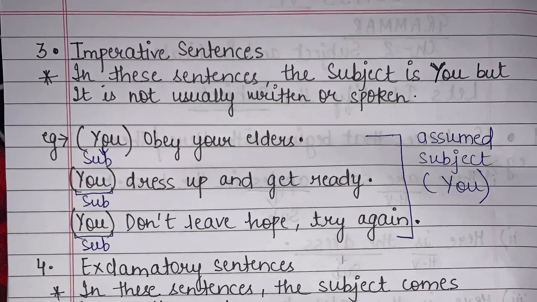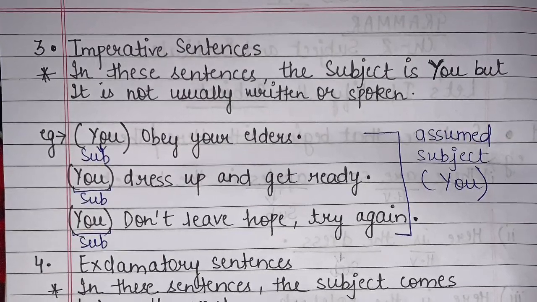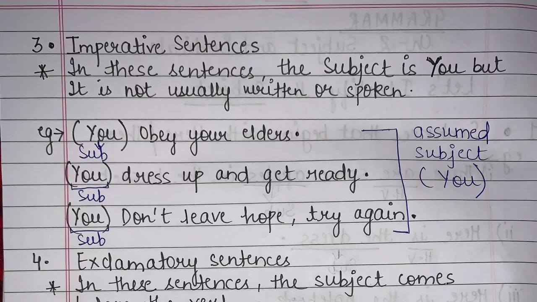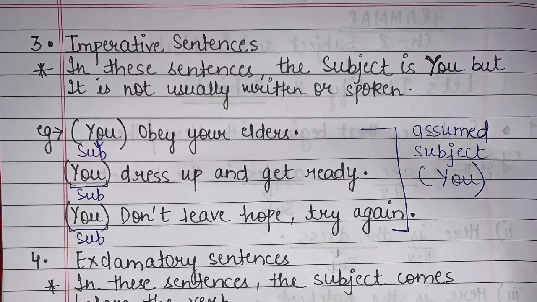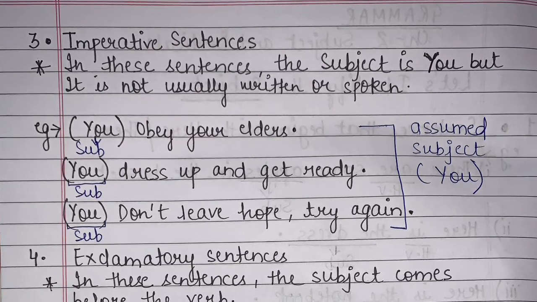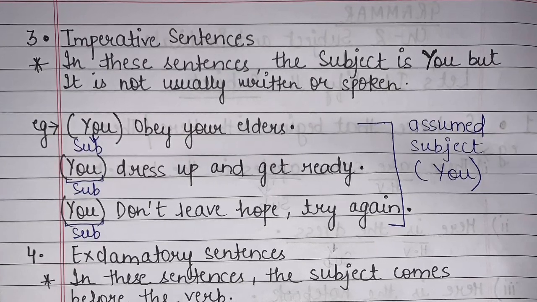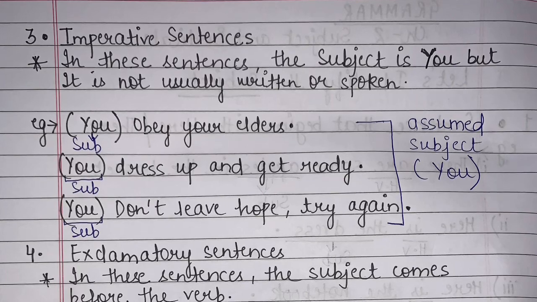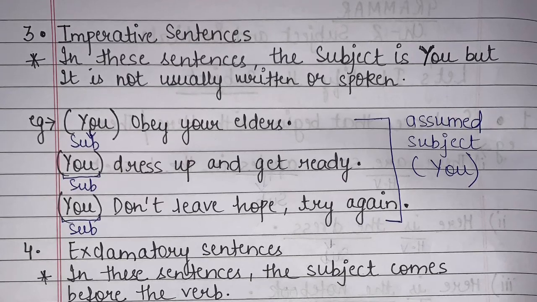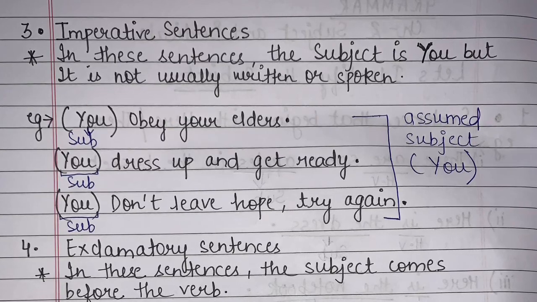Let's see another example. Dress up and get ready. Full stop. Now to whom are they saying to dress up? Obviously, if an instruction is given, it is for somebody, right? So whom are they instructing? You dress up and get ready. Can you see? Just by adding the subject you, I have made it meaningful. You dress up and get ready. Although it was a general instruction, if I add you as a subject, it will appear that in these sentences, most of the time my subject will be you, and this you is assumed. Assume means which I have imagined, I have created in my mind.